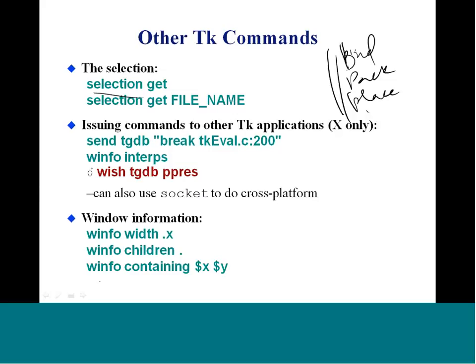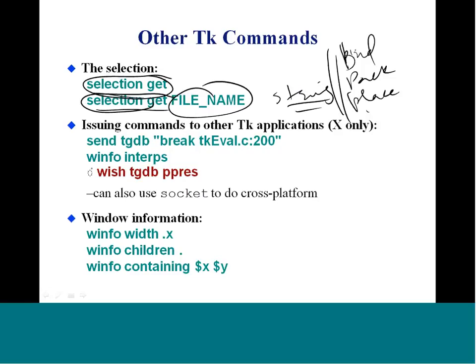Okay. So usually selection get goes hand in hand; selection get essentially returns the value of the current selection. So here selection get file name returns that file name as the value. And if that file name does not exist, then the command itself returns an error. Usually the selection get results in a string, so this is the value that it returns.